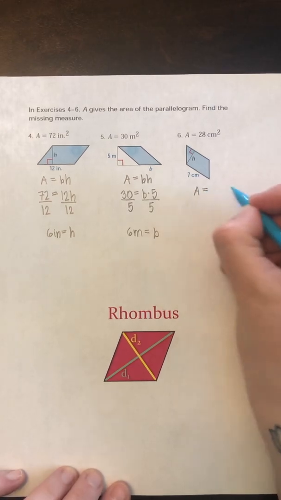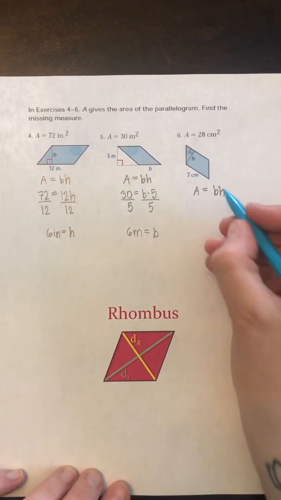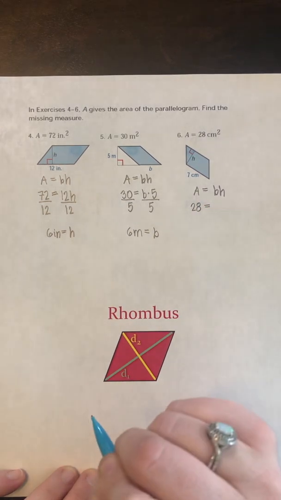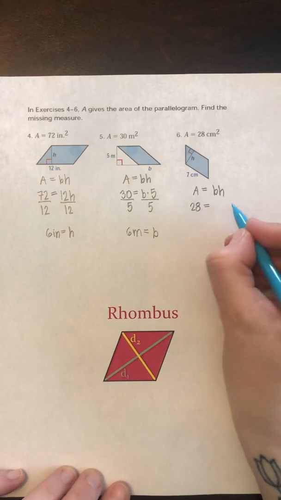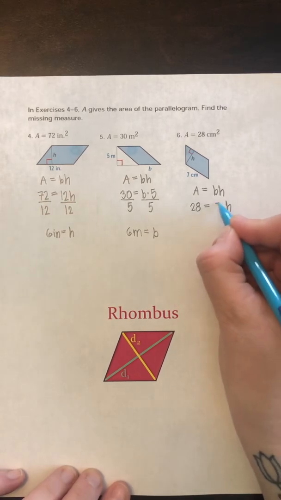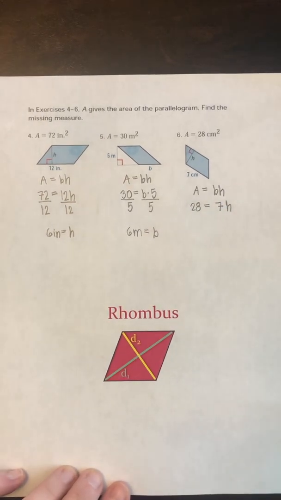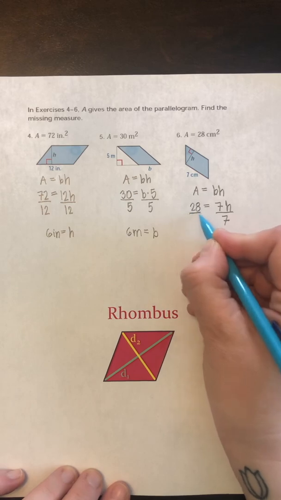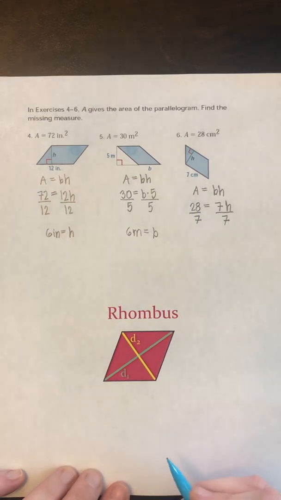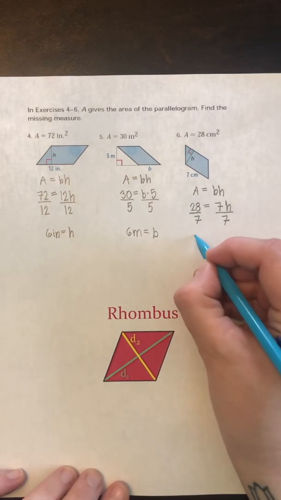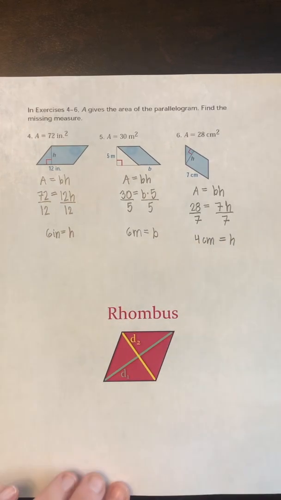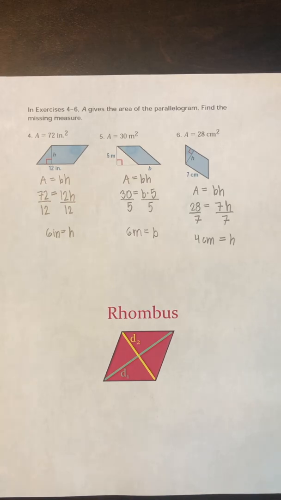Last one, also a parallelogram. So area equals base times height. We've been given an area of 28 centimeters squared. We don't know the height, but we do know that the base is 7. So again, 7 and h are being multiplied together. So we're going to undo that using division. So we're dividing each side by 7. 28 divided by 7 is 4. Keep those units of centimeters. So the height is 4 centimeters.